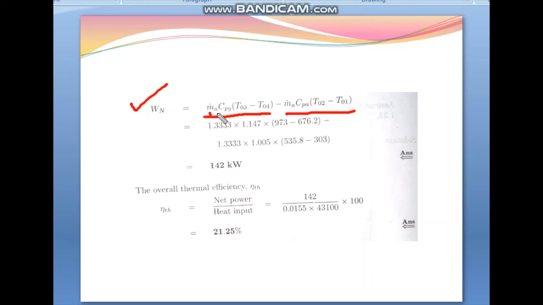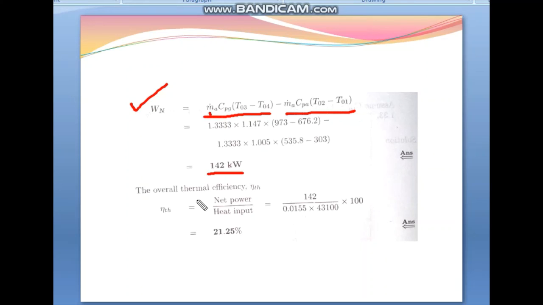So mass flow rate of air into Cpg, the Cp of gas, into (T3 minus T4), the actual temperature difference in expansion, minus m dot a into Cpa, Cp of air, into (T2 minus T1), the actual temperature difference in compression. By substituting all these values, we get the actual work done as 142 kilowatt.